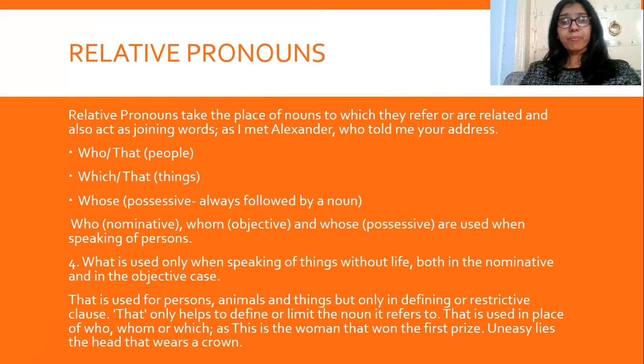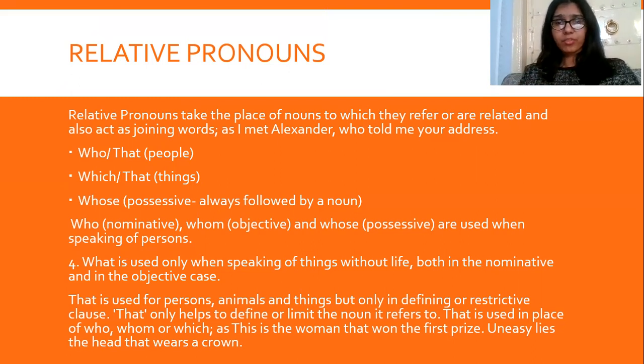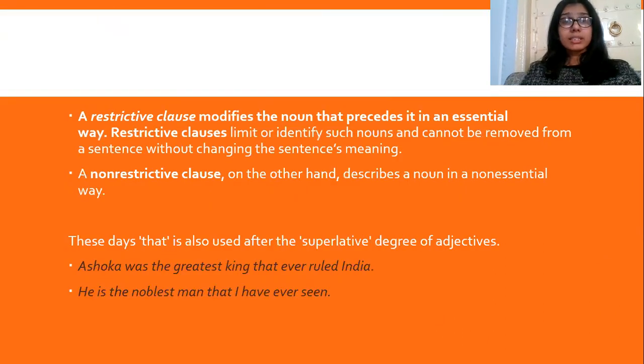For example, when I say, this is the woman that won the first prize. Now, if I remove "that won the first prize," which woman is this? We cannot define it. It's restrictive. "That" here is put in the restrictive clause. Uneasy lies the head that wears the crown. "That wears the crown" is a restrictive clause because the meaning is not the same if we don't put "that." Now, a non-restrictive clause, on the other hand, describes a noun in a non-essential way.